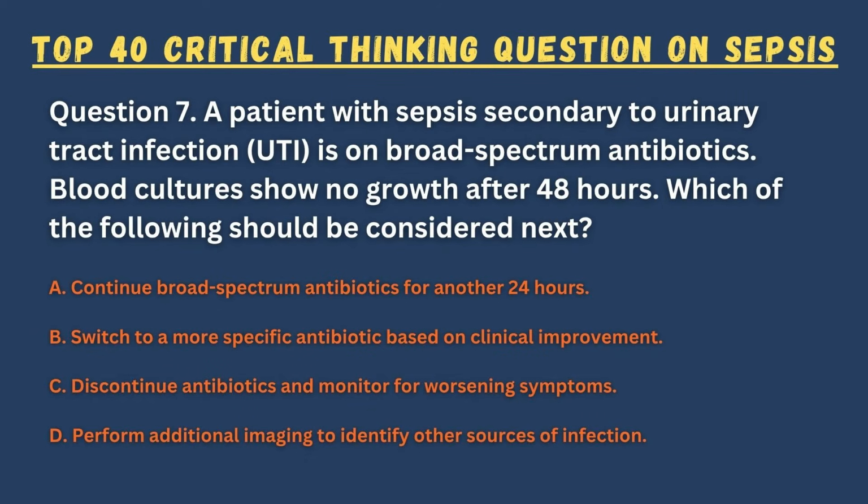Question 7. A patient with sepsis secondary to urinary tract infection, UTI, is on broad-spectrum antibiotics. Blood cultures show no growth after 48 hours. Which of the following should be considered next? A. Continue broad-spectrum antibiotics for another 24 hours. B. Switch to a more specific antibiotic based on clinical improvement.